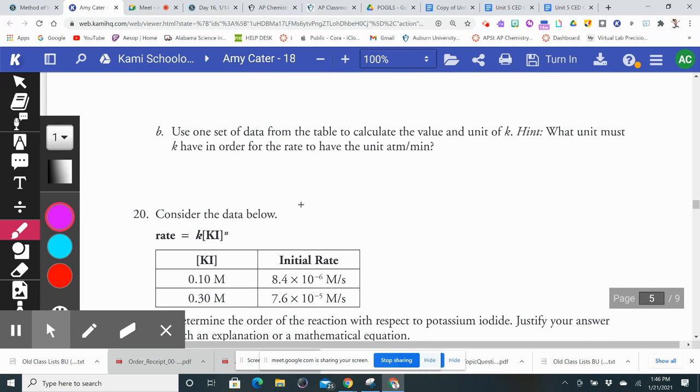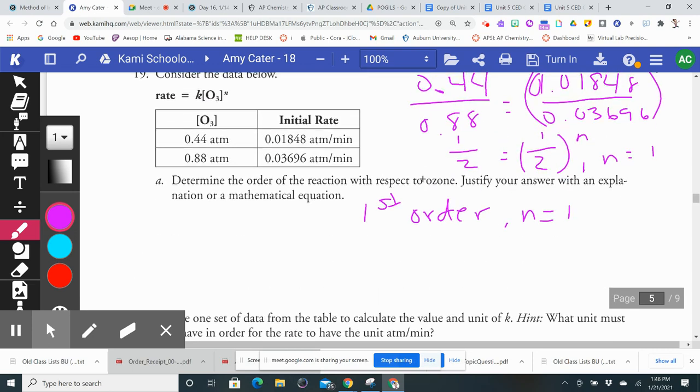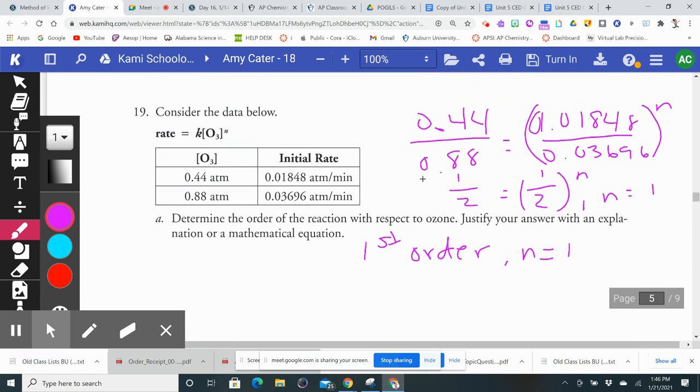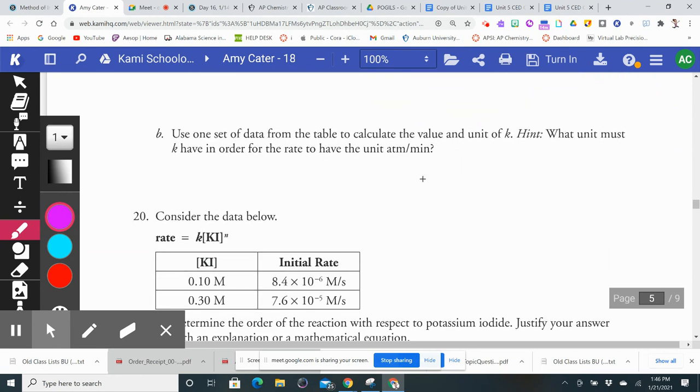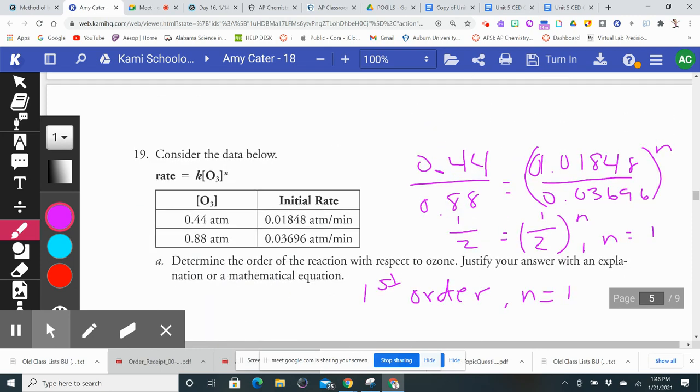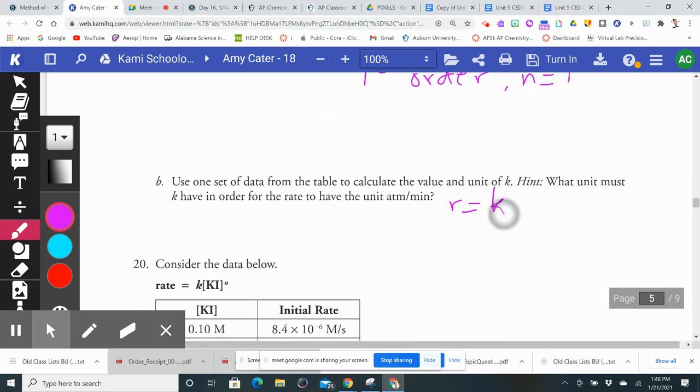All right, B. Use one set of data from the table to calculate the value and unit of K. Hint: what unit must K have in order for the rate to have a unit of atmospheres per minute? So now we have to use what we know and solve for K. We know rate is equal to K times the concentration of ozone to the first power. So we're just going to pick some data and solve for K. This is just plug and chug.